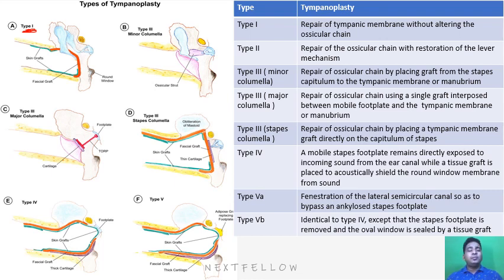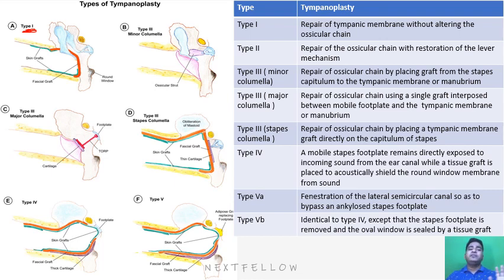So what I'm doing is I'm not maintaining the lever mechanism. Suppose, because the malleus and incus are all connected now. They are all connected by a joint, that is a synovial type of joint. So type 2 is repair of the ossicular chain with the maintenance of the lever mechanism. That is, the malleus and incus should be connected, and incus and stapes should be connected. If we maintain that and do the ossicular chain reconstruction, then it is known as type 2.